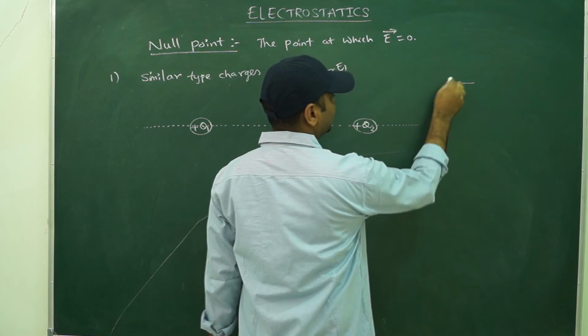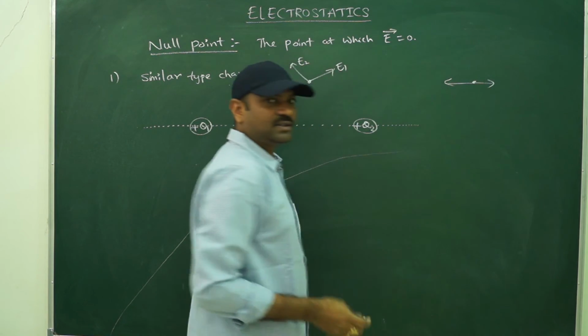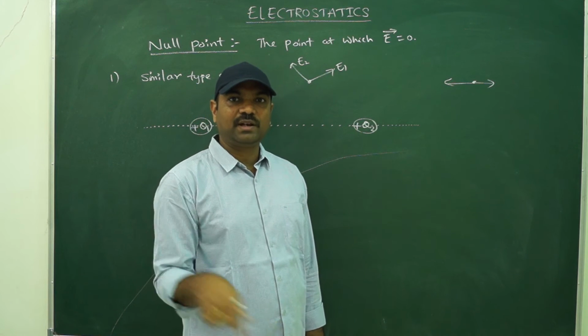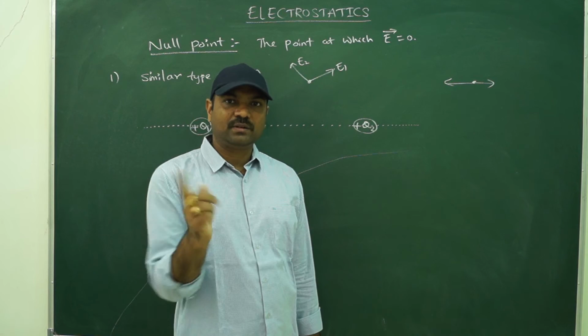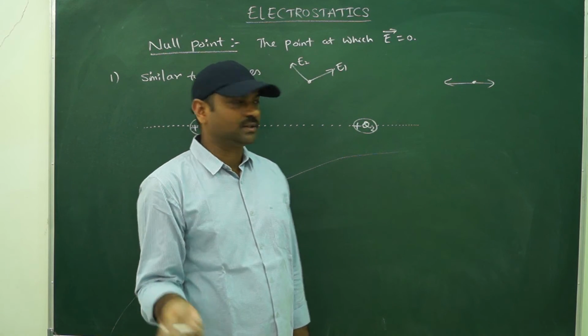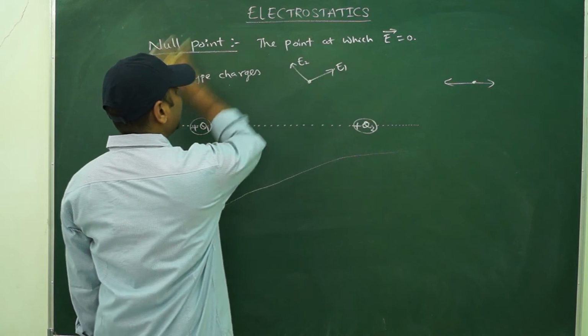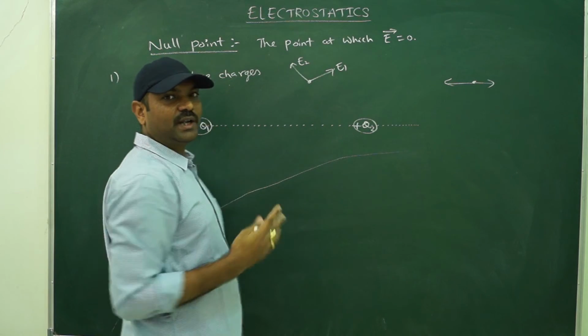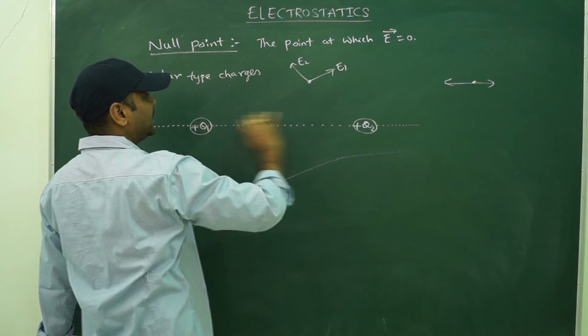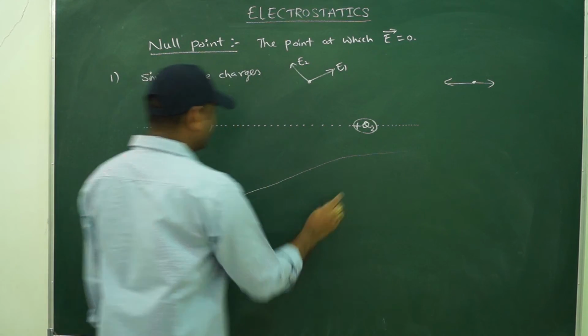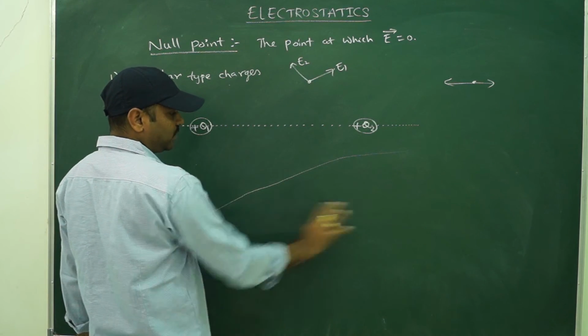Whenever two vectors are opposite to each other and their magnitudes are equal, they will cancel out. So what is the primary condition for cancelling out? First of all, they should be opposite to each other. But if you take any point above the charges, you don't get fields opposite to each other. That means you don't find any null point above the charges. Similarly, you don't find any null point below the charges also.